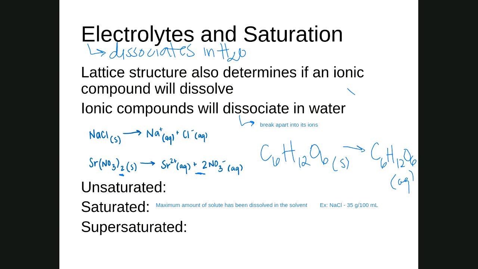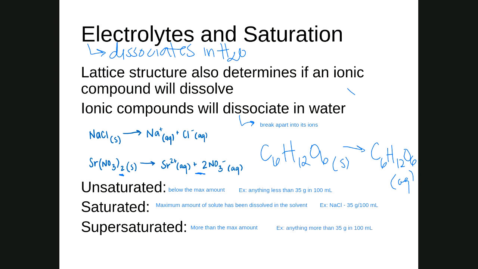So an unsaturated system just means that we are below the maximum amount of solute. Again, keeping with our example of sodium chloride, it is anything less than 35 grams in 100 milliliters at 25 degrees Celsius. But it is possible for us to go past that saturated limit, and that is called a supersaturated solution. Here we actually have more than the maximum amount of our solute, so anything more than 35 grams in 100 milliliters of water.